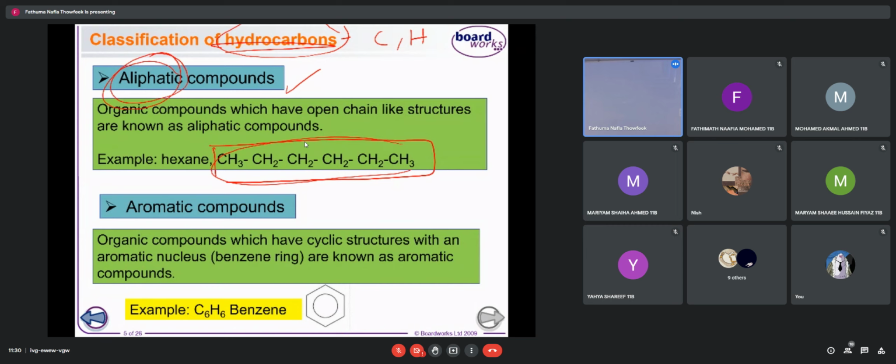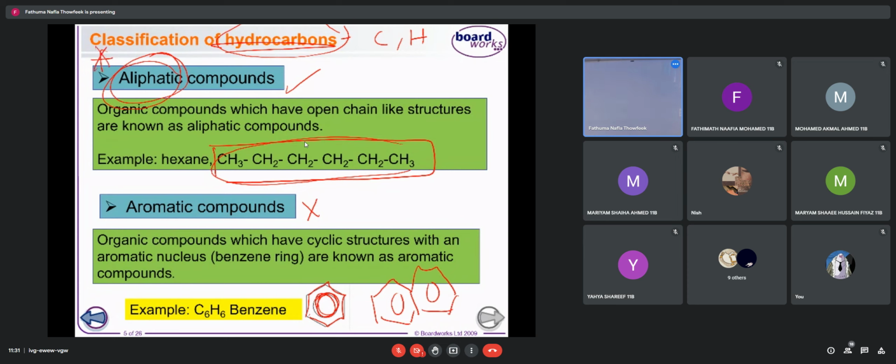Right. Aromatic compounds, next year you will be learning. It is not important for us now, but keep in mind we have aromatic compounds, organic compounds which have cyclic structures with an aromatic nucleus. In benzene, it is a cyclic structure and it has an aromatic nucleus. Those kinds of compounds we call aromatic compounds. Sometimes you will see chains are fused like this. Those are aromatic compounds. Next year you will be learning those things. Now it is not important. But aliphatic compounds are very important for us.